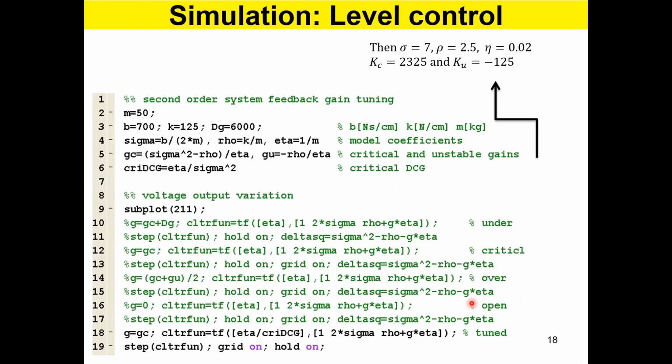Now we go to simulation to see some of the signals, because it is extremely important to visualize and appreciate it, and also see whether something interesting happens. So this is my code. M is 50, B the damper, the spring, and the gain. This dg is actually the gain difference. Sigma, rho, and eta are there. Gc is the critical gain, Gu is the ultimate gain.